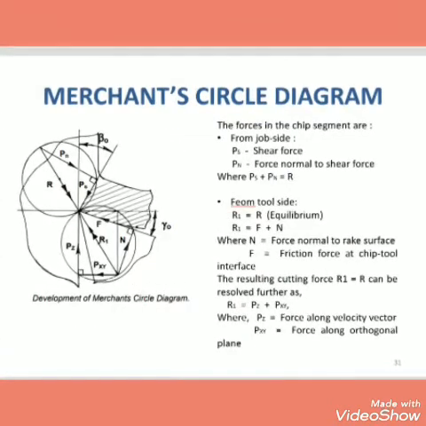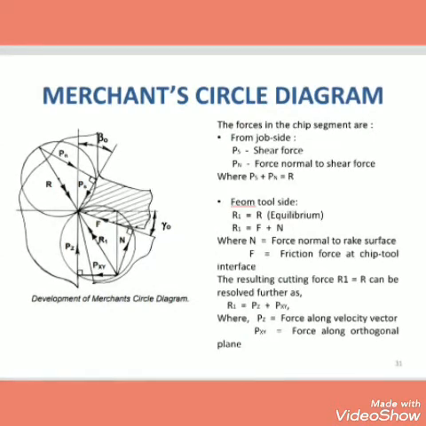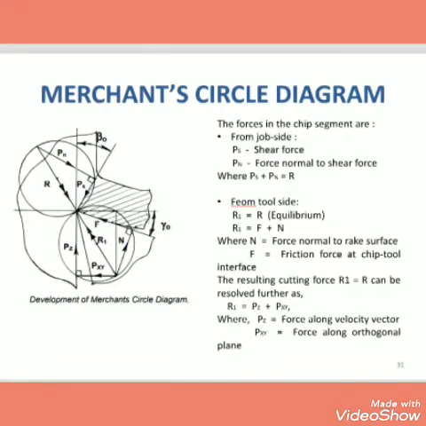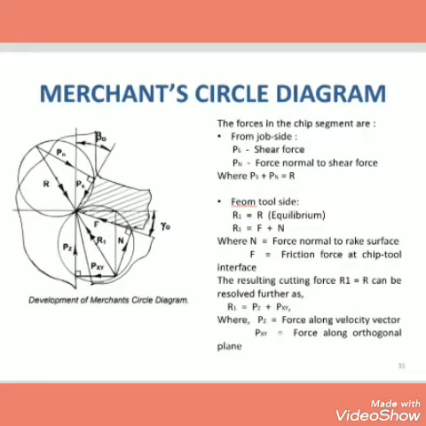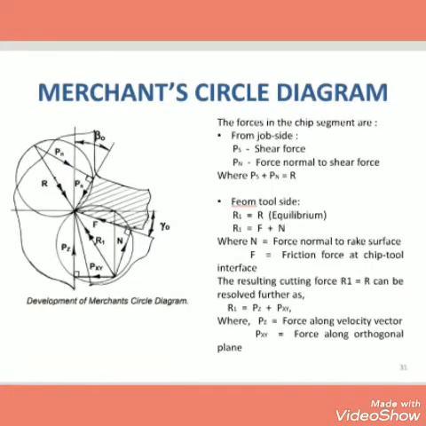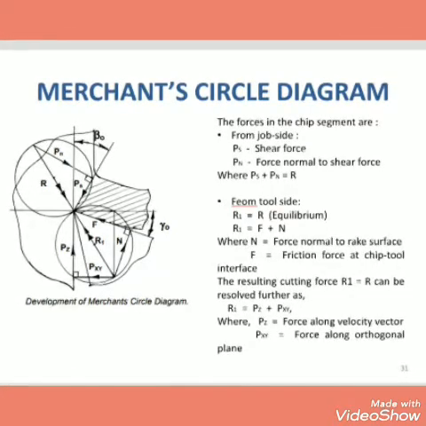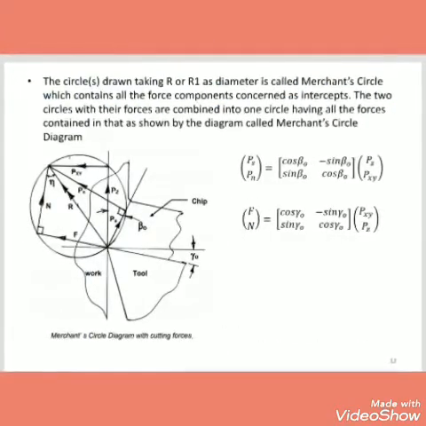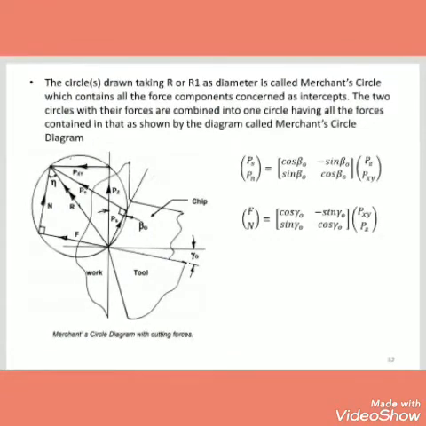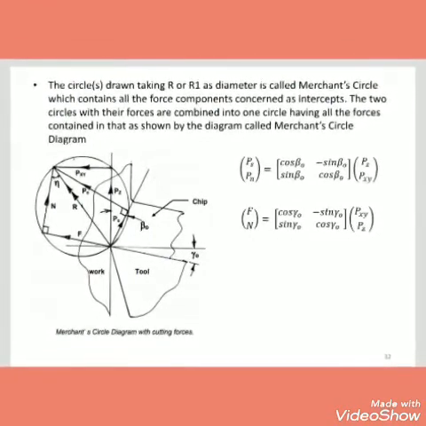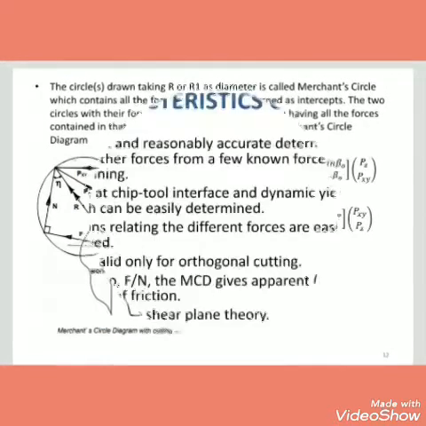In the picture, the force in the chip segment from the job side, the shear force, is given by Ps, and the force normal to the shear force is given by Pn. From the tool side, R is in equilibrium, and R is equal to the friction force plus the force normal to the rake surface. The circle drawing is given, and the angles are shown in the Merchant circle diagram with the cutting force.